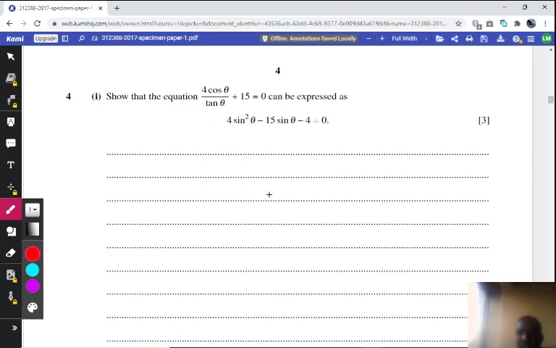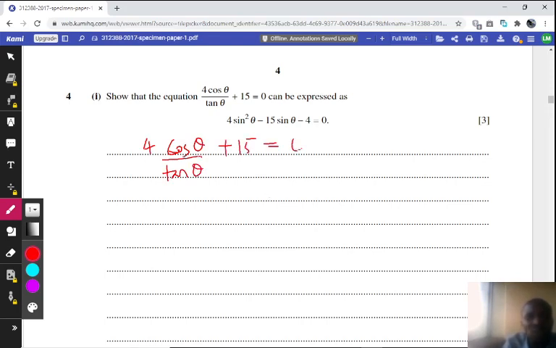Question number 4 says, show that the equation 4 cos theta over tan theta plus 15 is equal to 0 can be expressed in this form: 4 sin squared theta minus 15 sin theta minus 4 is equal to 0. So what do you do? Use identities. First multiply by tan theta to get rid of tan theta, multiplying everything by tan theta.